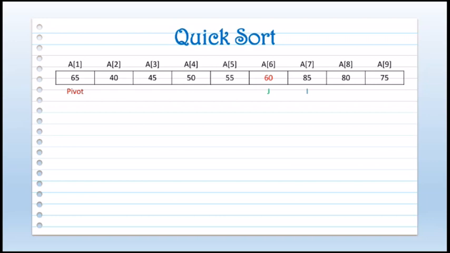Once the value of j crosses the value of i, we have to stop comparing. So this is the second condition. When the value of j crosses the value of i, we have to stop comparing. And after that, whatever the value present on the jth position has to be exchanged with the pivot element, and that position will be the position of pivot element. So 65 will be exchanged with the value present at jth position.